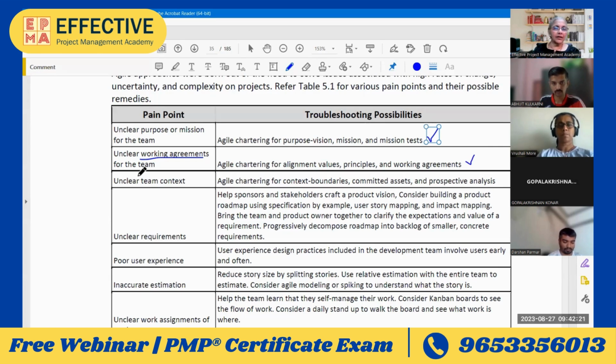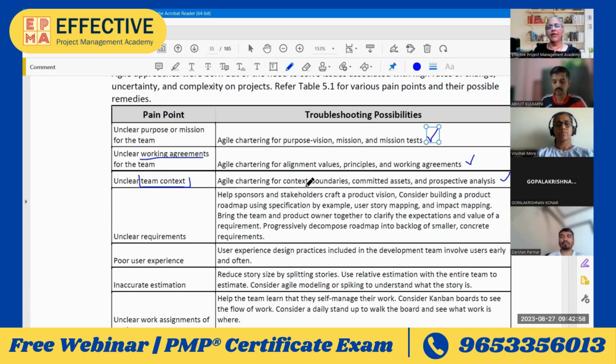Unclear team context. This is typically talking about which work will be picked up by team A, which work will be carried out by team B. Team A says, we don't know, team B should be doing this work. Team B says, no, no, A should be doing this work. That kind of conflict will always be there when you have a large team or when you have teams in different cities or different time zones, because they're really not clear. It's not that they're avoiding work, they're not clear. So again, Agile Charter is the solution.